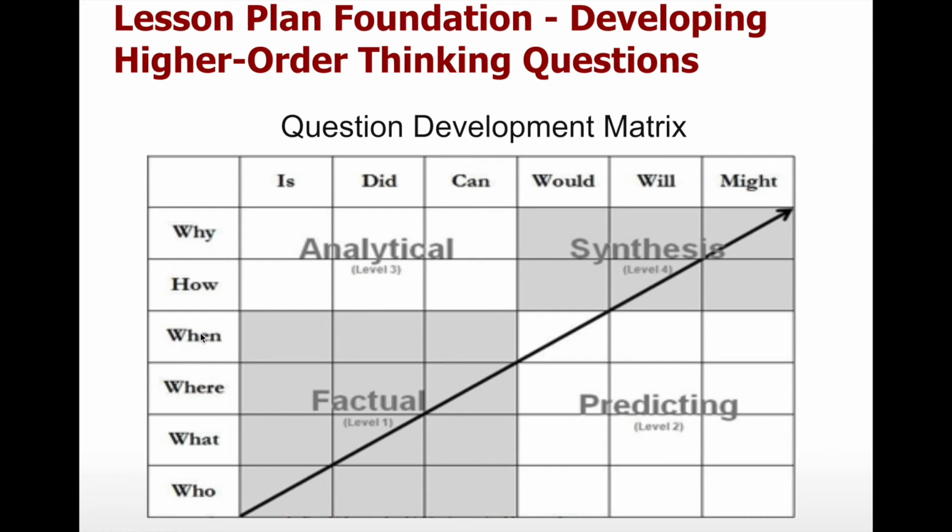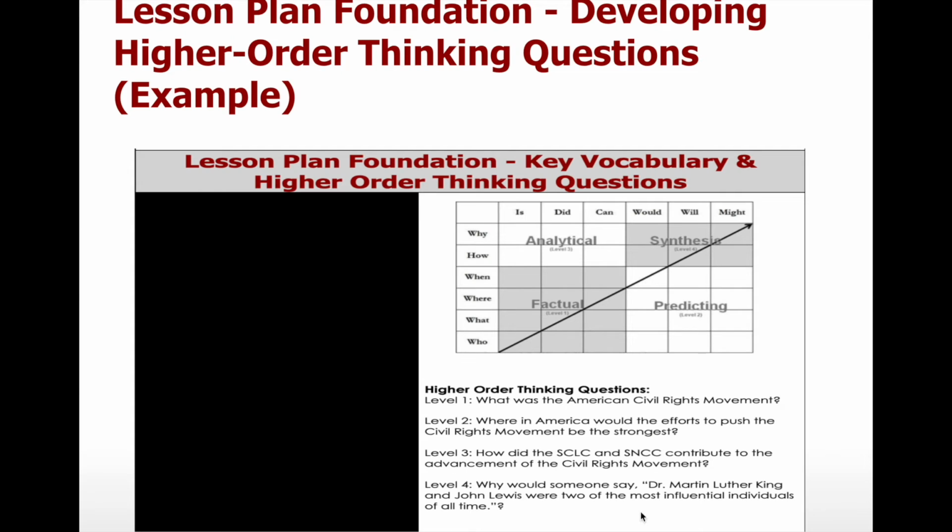So let's look, for example, at when is. You'll notice that it falls into this gray box here, this factual box, and so that would be considered a level 1 question. However, if we did how would, we would see that that falls in a level 4 synthesis box. And here's my example here. So I went ahead and developed 4 questions related to the standard that we're covering.